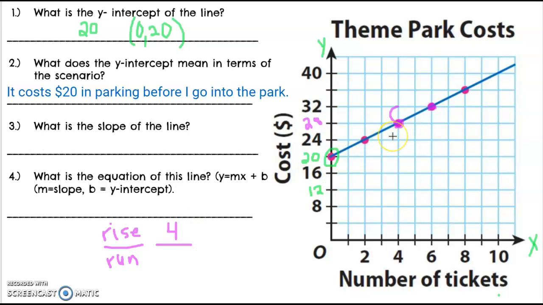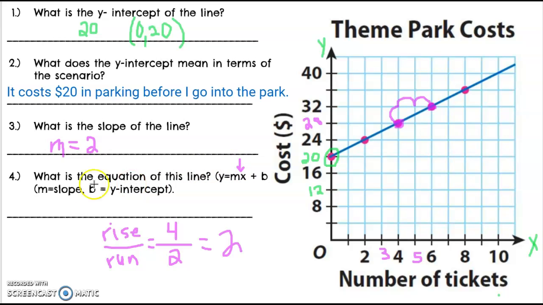Now let's take a look at my run. Notice down here, every single line is worth 1, which kind of makes it a little bit easier. So my run is 1, 2, because I move over 2 boxes. So if I simplify 4 over 2, I get a slope of 2. So right here, I'm going to put m = 2 because remember, m stands for slope in this lovely equation right here, which we're about to write.